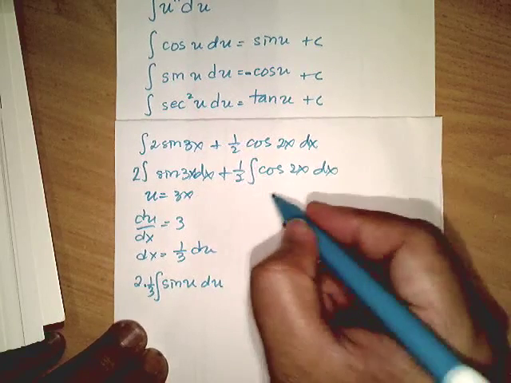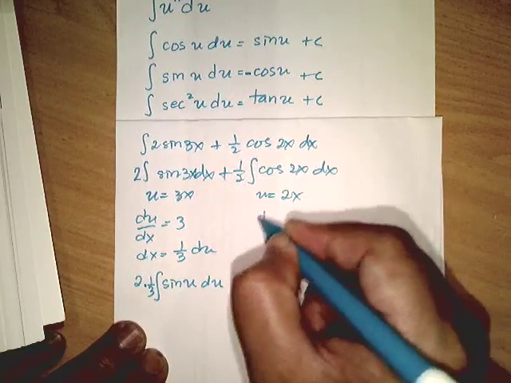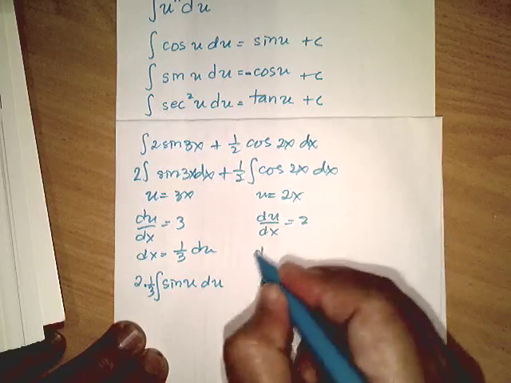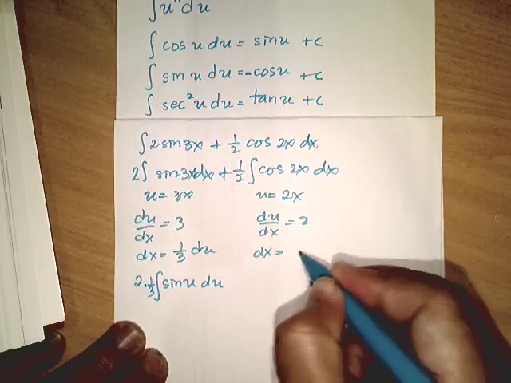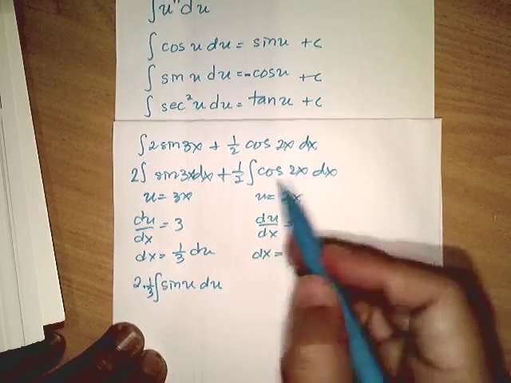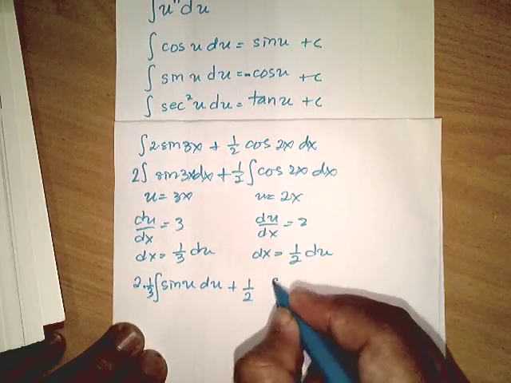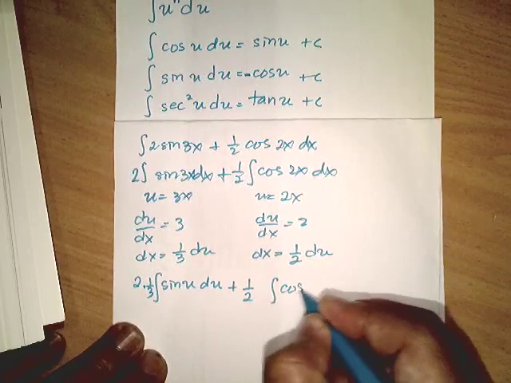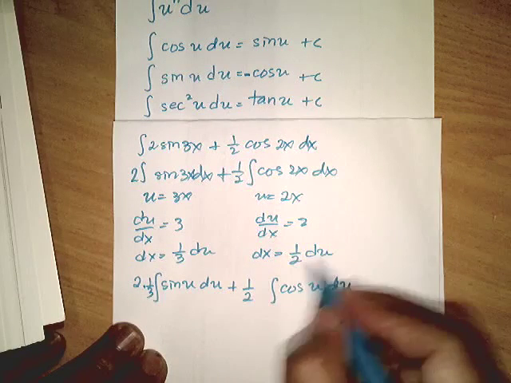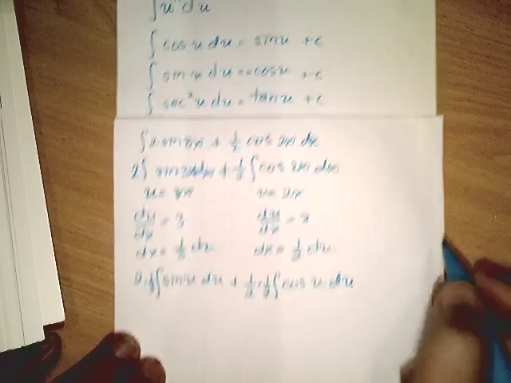In the same manner here, I will let my u be equal to 2x. I will take my du/dx, which is equal to 2. Therefore, it gives me dx equal to 1/2 du. So this one will be equal to plus 1/2 integral of cosine u du. Your dx is 1/2 du, so I'll multiply this by 1/2 there.